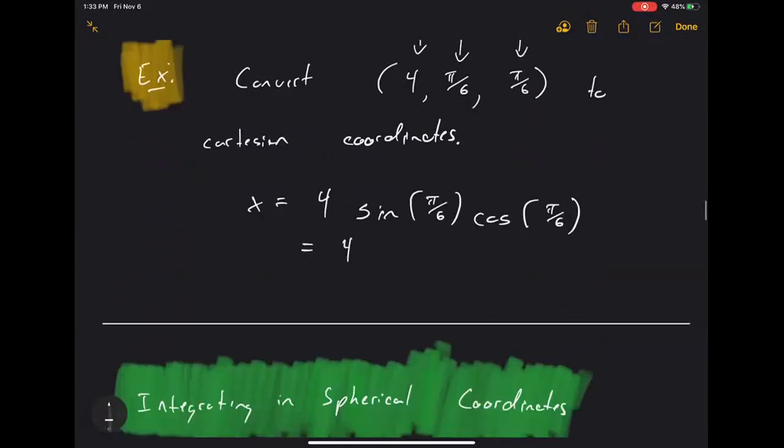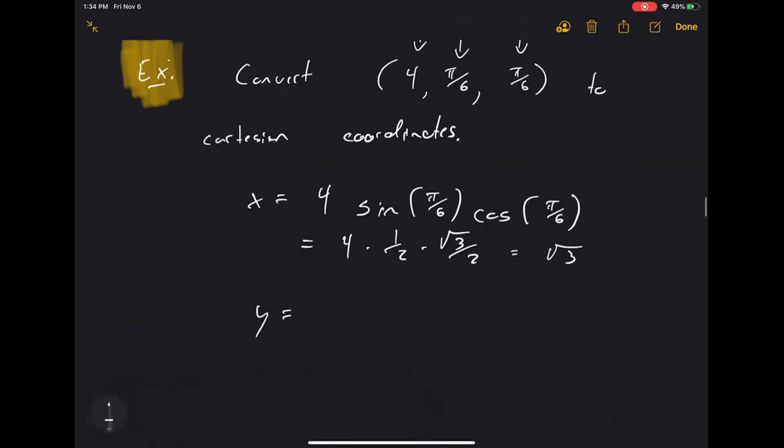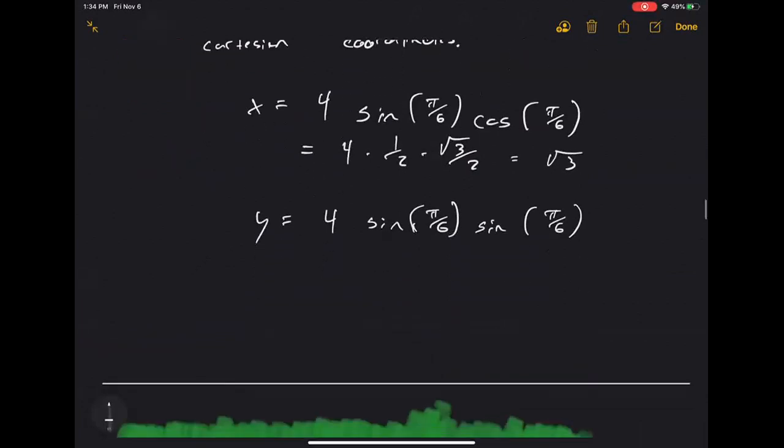Okay. So what is that? That's 4 times 1/2 times square root of 3 over 2, so square root of 3. What's my y coordinate? My y coordinate is rho times sine of phi, so sine of pi over 6, times sine of theta, so sine of pi over 6. So in other words, 4 times 1/2 times 1/2, which is 1.